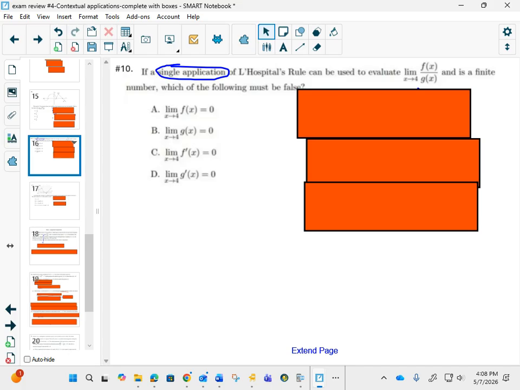If a single application of L'Hopital's rule can be used to evaluate this, and is a finite number, one of those has to be false. Could the top be 0? Yes, because L'Hopital's rule is either 0 over 0 or infinity over infinity. It doesn't have to be true, right? It could be infinity over infinity, but it's not for sure false. Same thing with g of x.